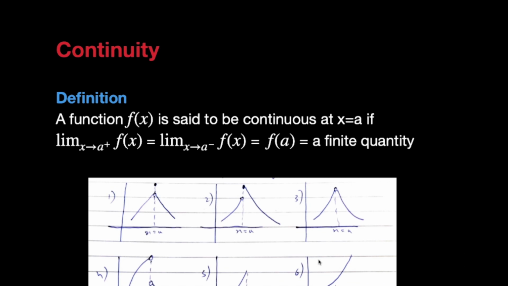Well, the left-hand limit of the function at point a should be equal to the right-hand limit. It should be equal to f of a, which should be a finite quantity. We'll understand this definition using some examples.